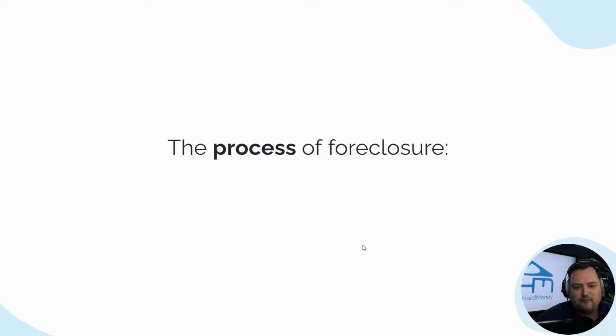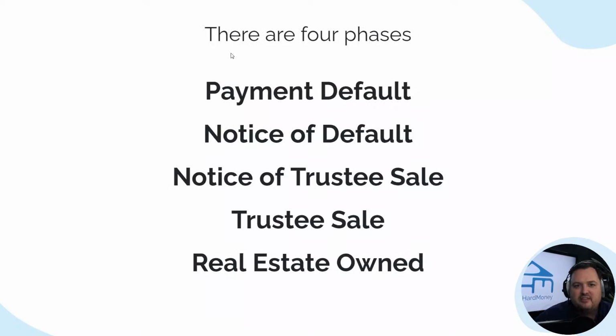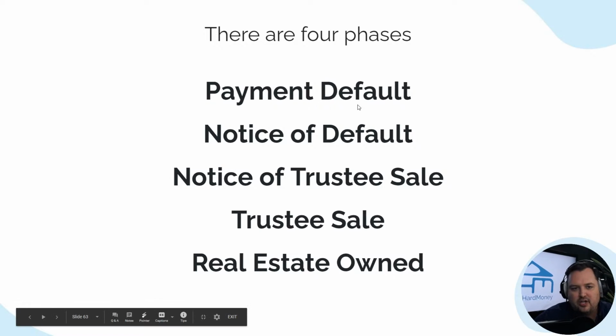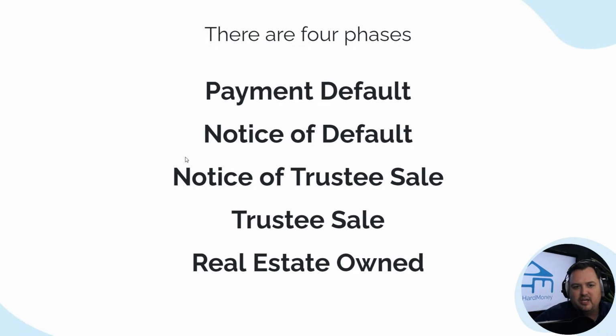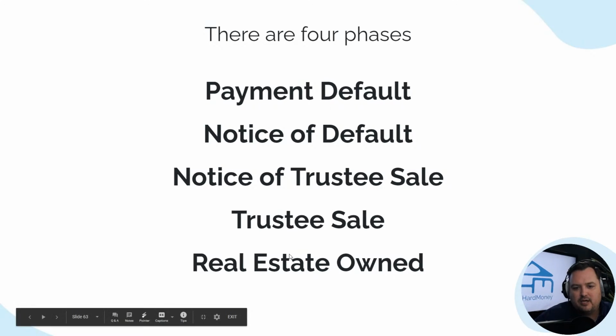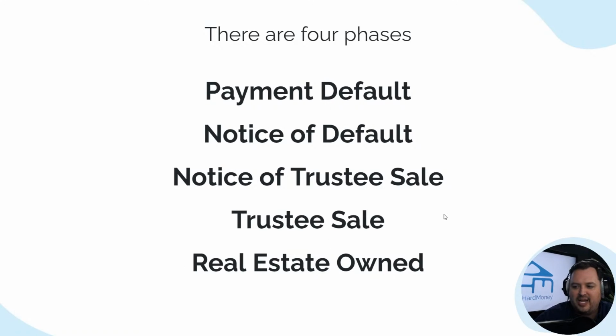So the process of foreclosure, let's talk about this. There's basically 4 phases, and then it becomes an REO. So these are the 4 phases, and then it becomes a real estate owned. So there's a payment default, there's a notice of default, there's a notice of trustee sale, there's a trustee sale, and then it becomes real estate owned. Real estate owned means the lender now owns the property and is the new owner of the property.